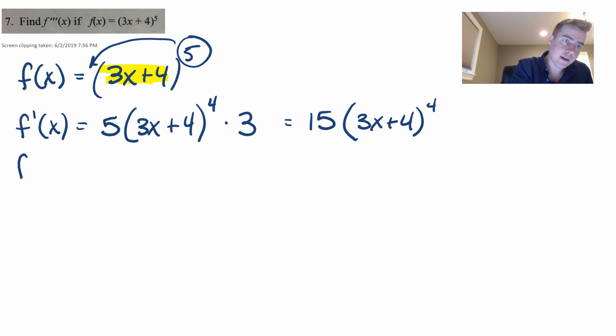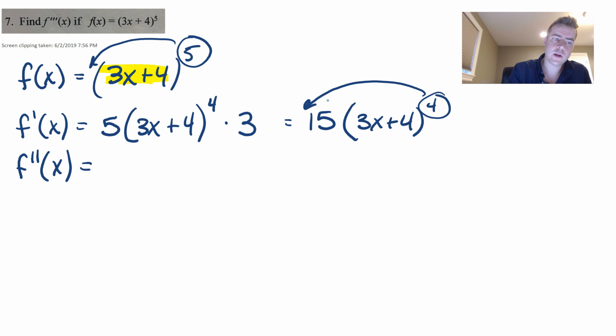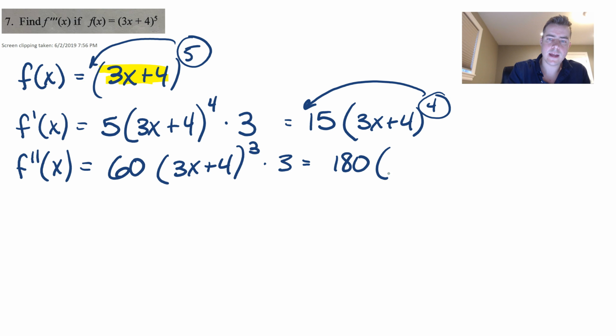And then we want to keep going here because we need to find the third derivative. So let's start with the second derivative. So same thing. Bring that 4 down in front. 4 times 15 is going to be 60. You keep everything inside. Lower the exponent by 1. Times the derivative of the inside. So times 3 again. So 60 times 3, that's going to give us 180. 3x plus 4 to the third.